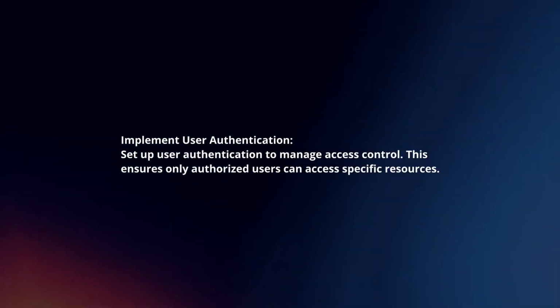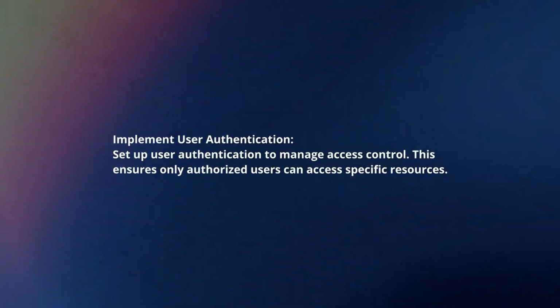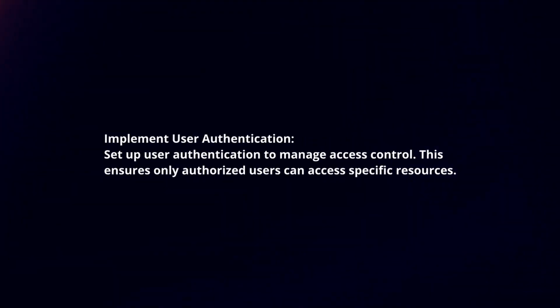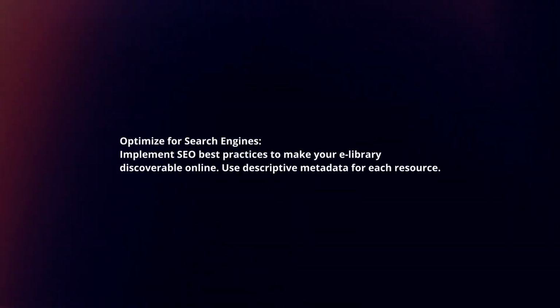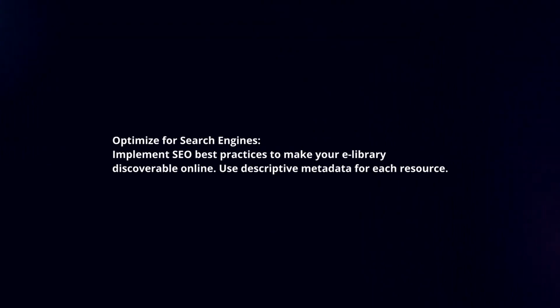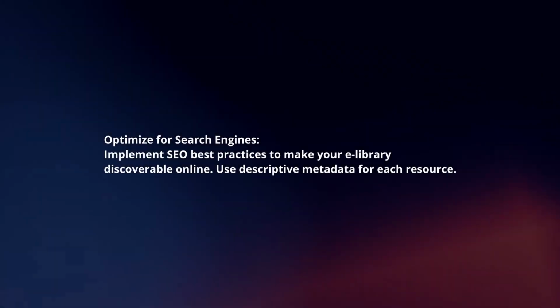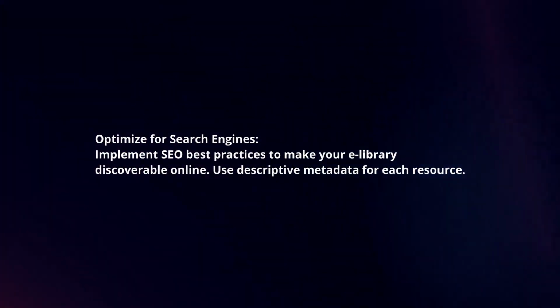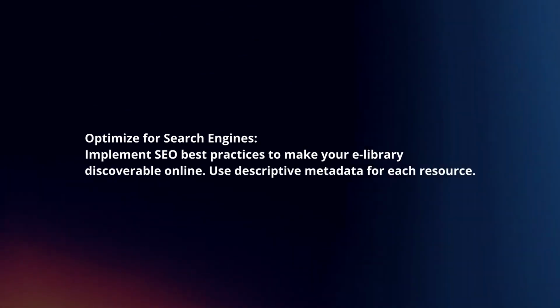Implement user authentication. Set up user authentication to manage access control. This ensures only authorized users can access specific resources. Optimize for search engines. Implement SEO best practices to make your e-library discoverable online. Use descriptive metadata for each resource.